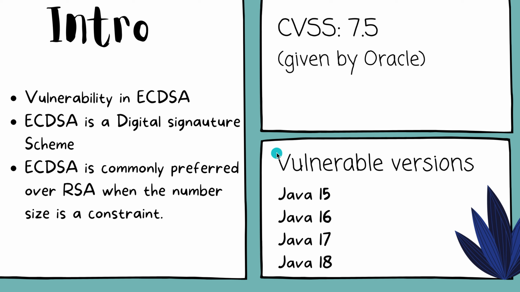Now this vulnerability was in how the ECDSA digital signature scheme is implemented. ECDSA stands for Elliptic Curve Digital Signature Algorithm and is commonly preferred over RSA because there are two ways in which generally the digital signature schemes are implemented. The first is ECDSA, the second is RSA, but RSA requires numbers that are quite huge in length. ECDSA can accomplish the same thing with a short range of numbers.